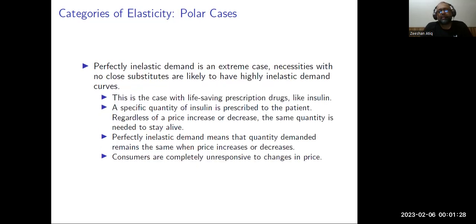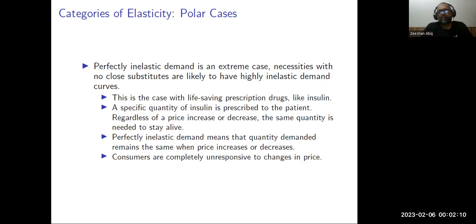Similarly, we have another type of curve, the perfectly inelastic demand curve. The perfectly inelastic demand curve is an extreme situation that we have when we have necessities which do not have any substitutes. Generally, necessities without any substitutes have very highly inelastic demand curves. For example, life-saving prescription drugs like insulin. If a doctor prescribes a particular quantity of insulin to a person, which is the life-saving quantity, and he doesn't buy that quantity, his life is threatened.